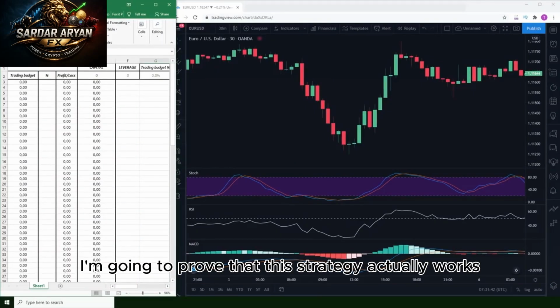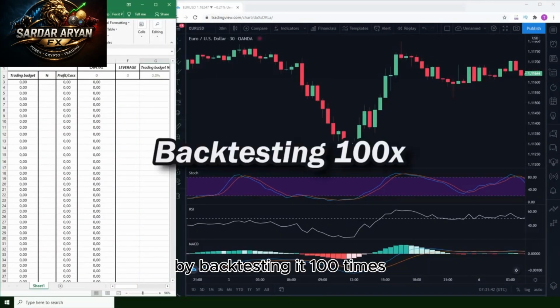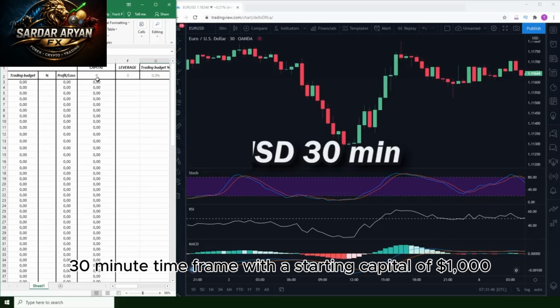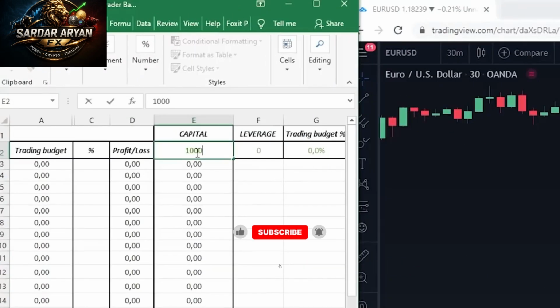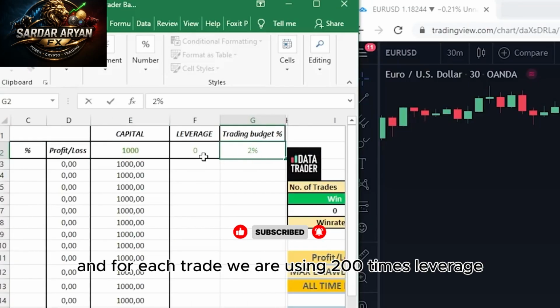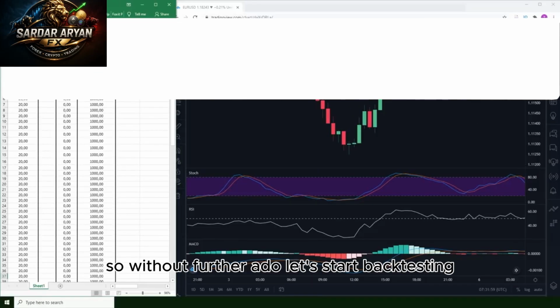So now, I'm going to prove that this strategy actually works by backtesting it 100 times. For this backtest, I'm going to use the EUR/USD 30-minute time frame with a starting capital of $1,000. And for our money management, we are risking 2% of total capital per trade, and for each trade, we are using 200 times leverage. So without further ado, let's start backtesting.